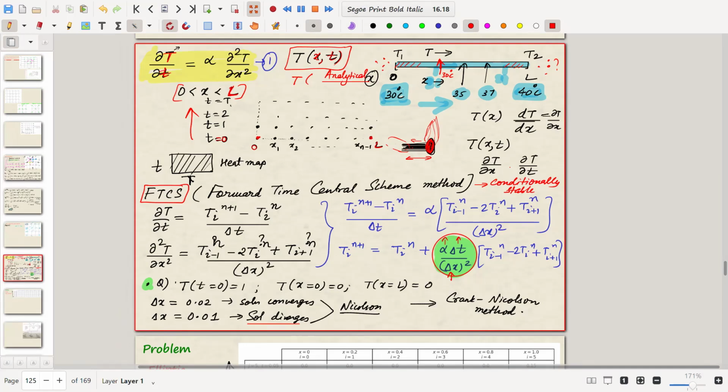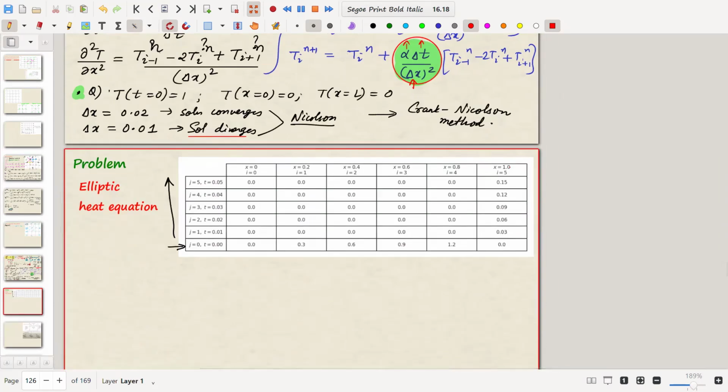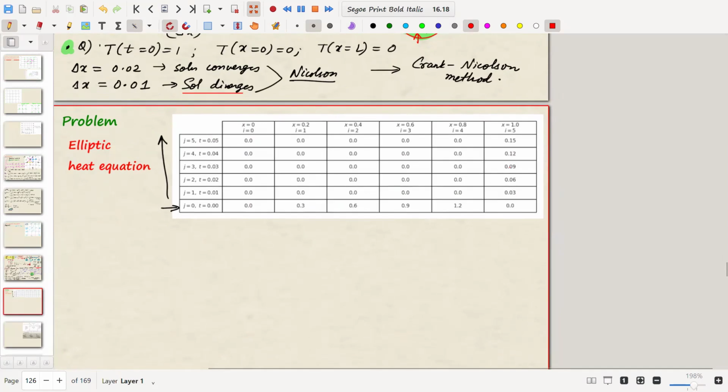So what can we do? Can we make a scheme to solve this heat equation that is unconditionally stable? That means whatever initial condition, whatever step size in delta x and delta t you take, the solution will always converge to the actual solution. That was developed by Crank Nicolson, so that method we will be learning today. The Crank Nicolson method is the central method in numerical methods for PDEs.